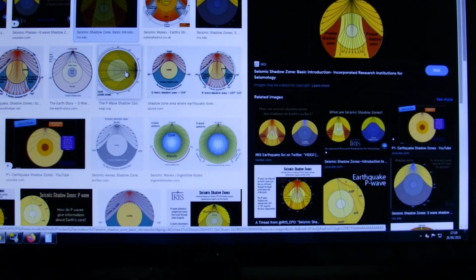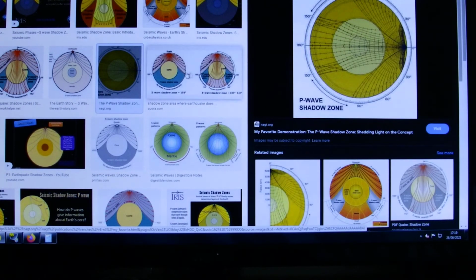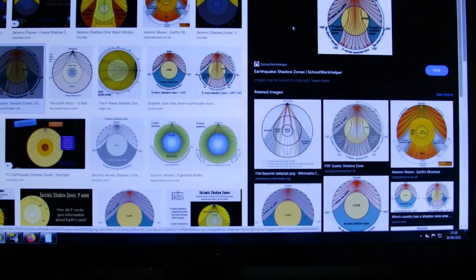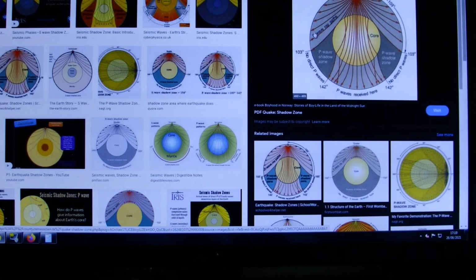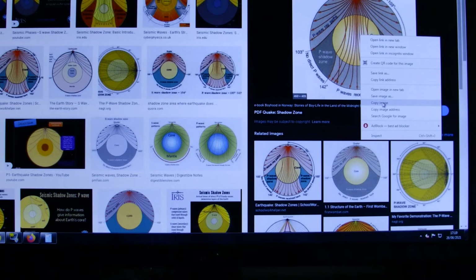Come on, I want a bigger image than that. This one will do. Will it? No. Huge image wanted. None of these images is huge. I want a huge image. Screw it.